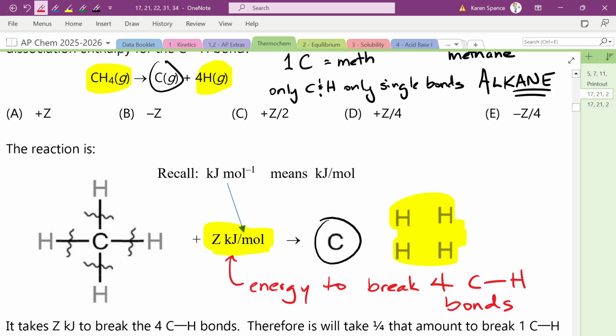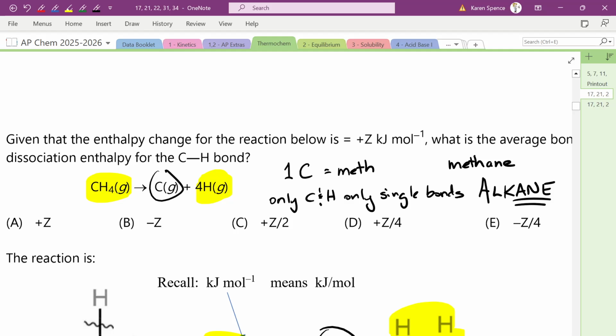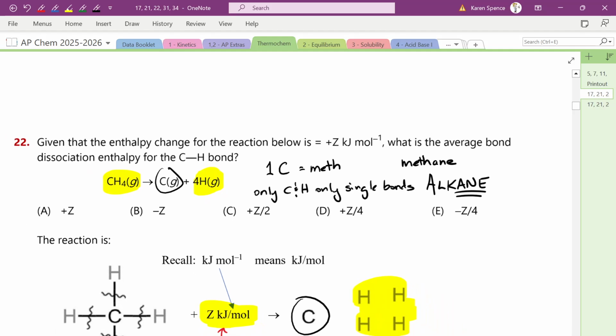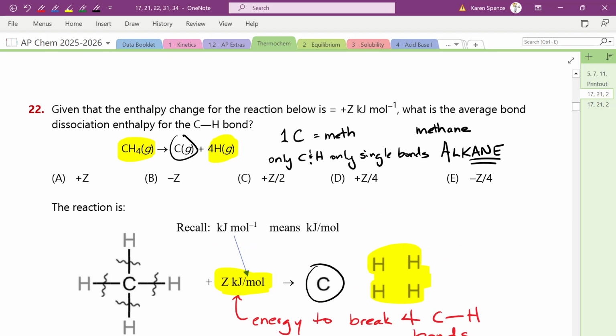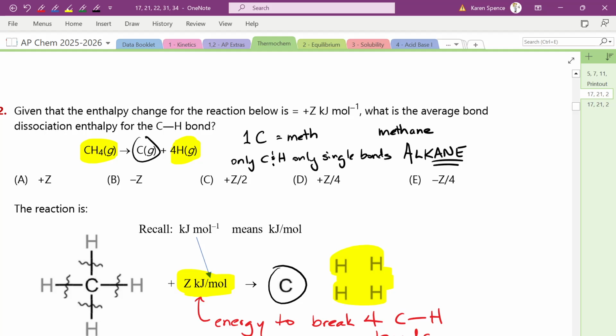The energy required, what does it say? What is the average bond dissociation enthalpy? So right now we know it has to be a quarter of this, yes? Okay. And then we have to think bond dissociation energy. So are we breaking or forming the bond if we are dissociating? Breaking. So that's going to be positive.